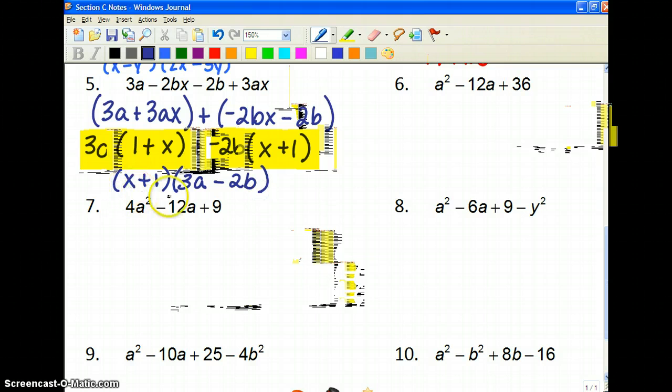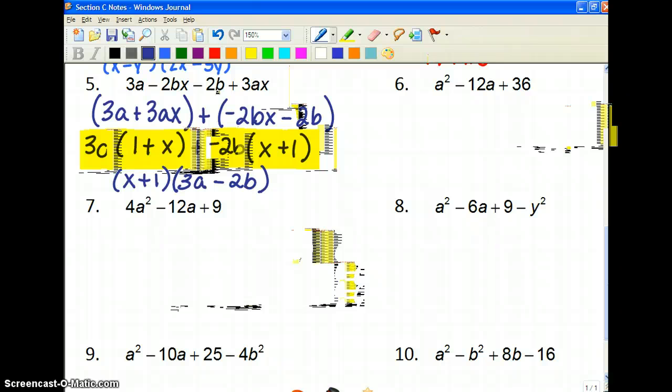Check it. If you redistribute this or you FOIL this, you get 3ax. There's 3ax. Outside is negative 2bx. There's negative 2bx. Inside's 3a. There's 3a. And last is negative 2b. And there's negative 2b. So you can check them.